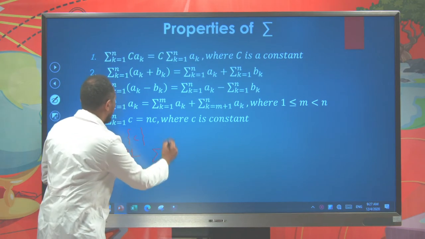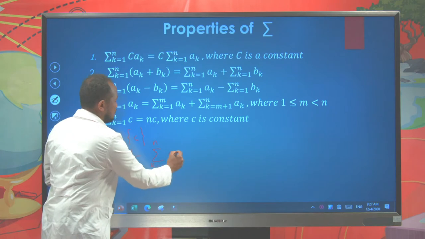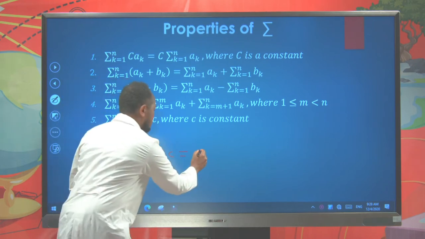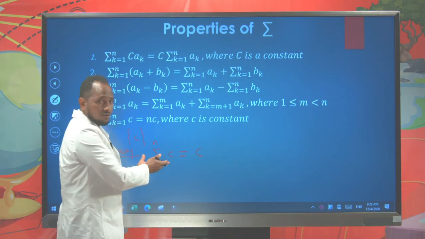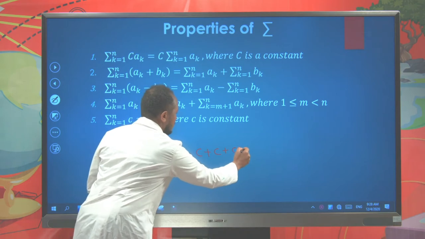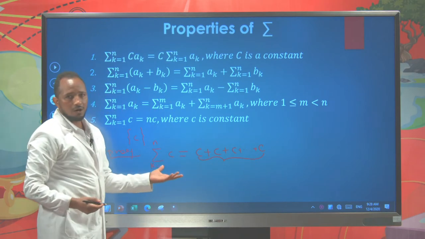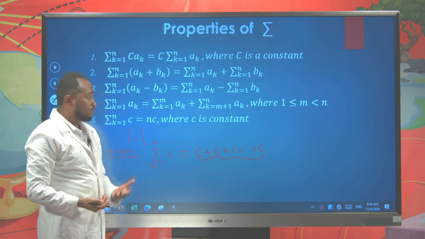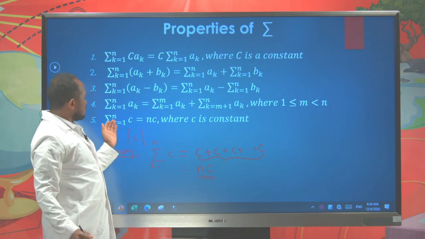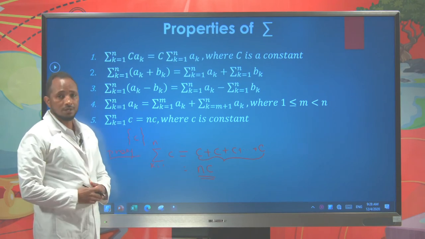The summation of C where K starts from 1 up to N is equal to the first term C, since the general term of the sequence is constant, so the first term is C, plus second term C, plus third term C, plus the N's term is also C. So how many C's do we have here? We have N C's. Therefore, this will be N times C. Therefore, the summation of C where K starts from 1 up to N is simply NC, where C is constant.